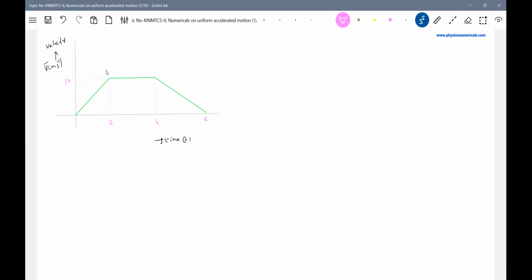For this, we need a small theoretical background. The area under the VT graph, what can it be equal to? For that, let me proceed here. First, we'll have some theoretical background.